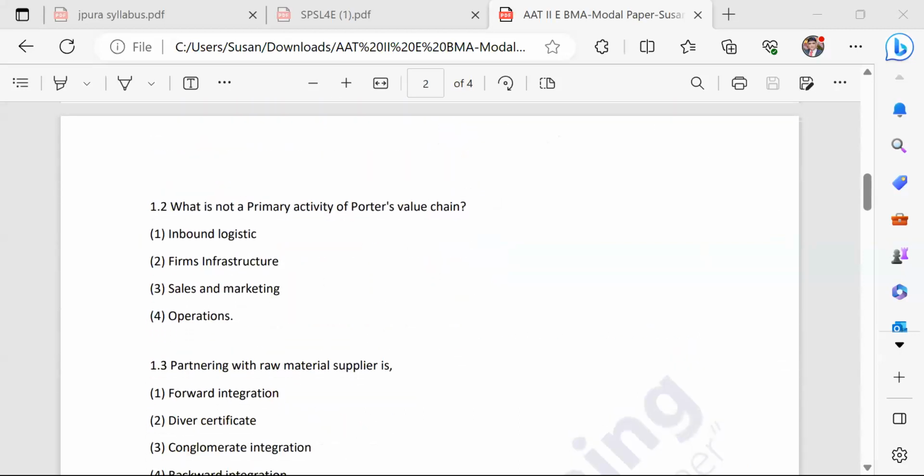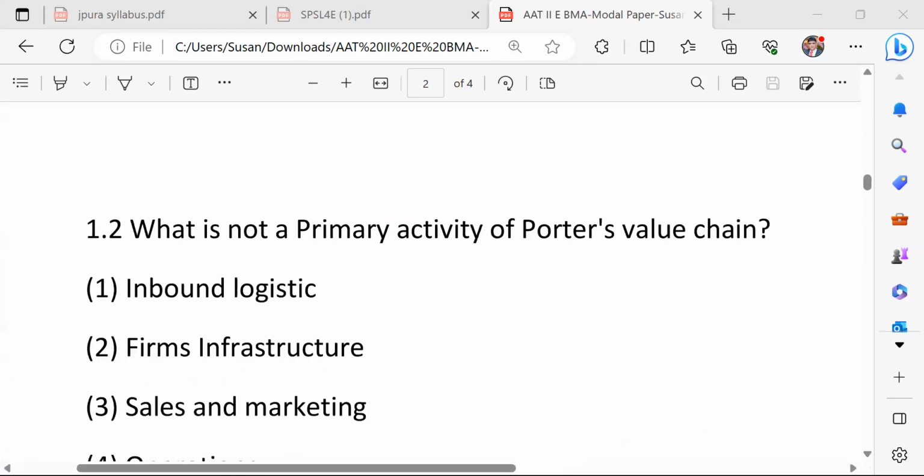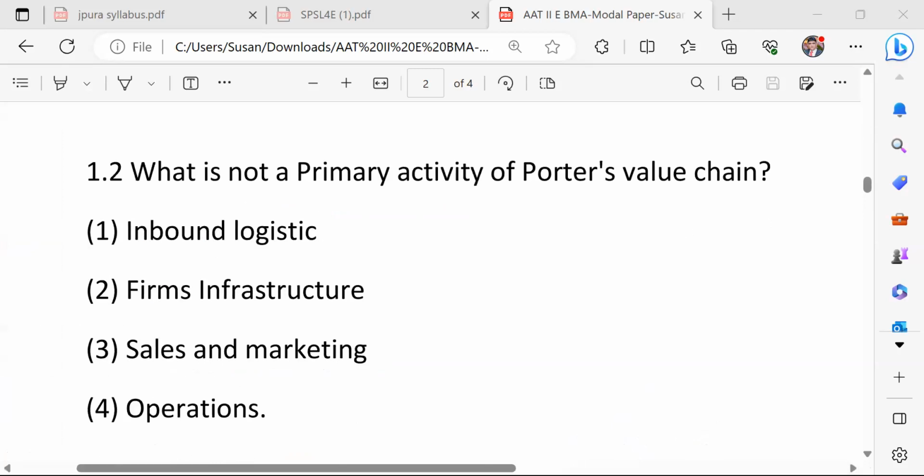Let me draw that. Inbound logistics, operations, outbound logistics, sales and marketing, and service, customer service. Those are the main primary activities. The question is asking what is not a primary activity. Inbound logistics is a primary activity. Firm infrastructure is not a primary activity.